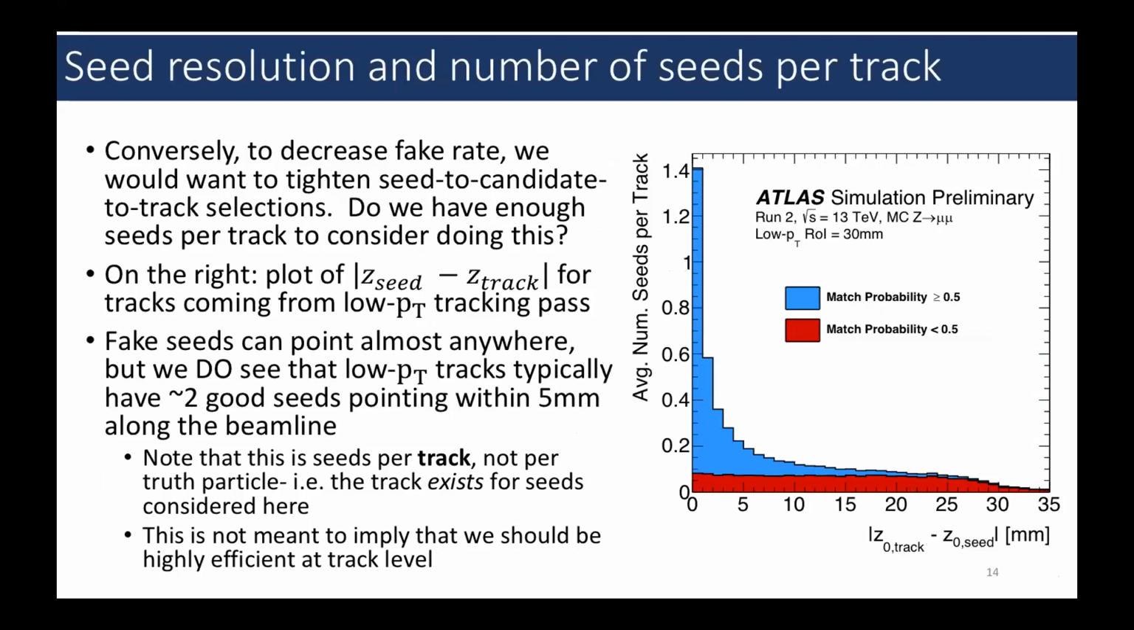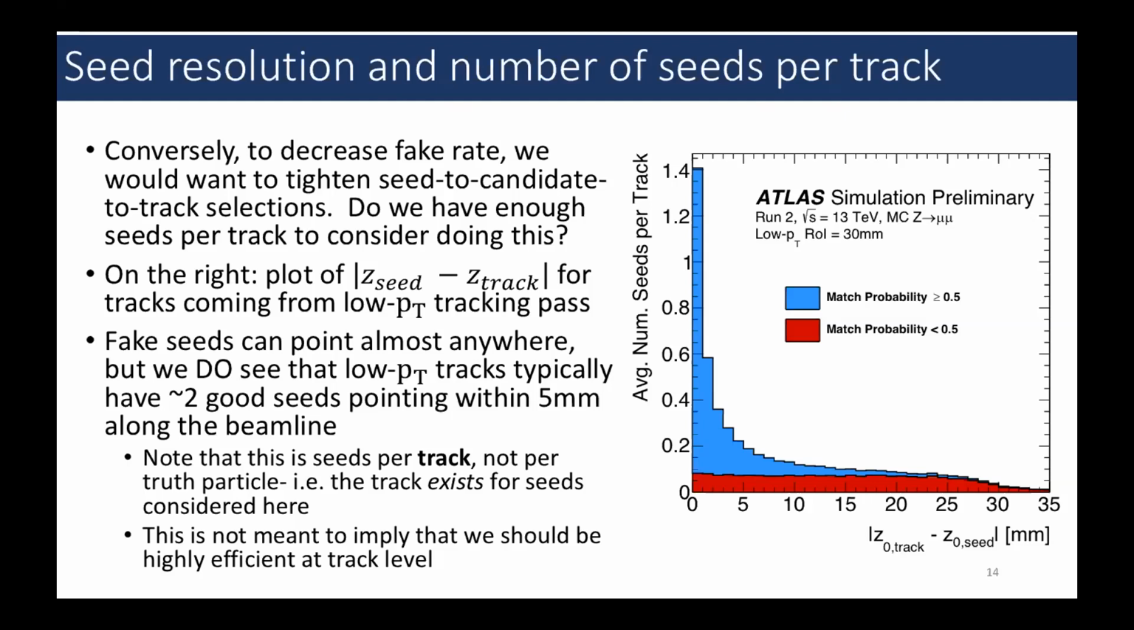But another thing that you would want to do for the algorithm in general is to decrease the fake rate. And so in order to do that, what you would want to do is tighten the seed to candidate to track selections. But of course, you need enough seeds per track to even consider doing this. So if there was only one good seed per track, if you started really restricting what seeds get passed along the algorithm, your efficiency is going to drop.